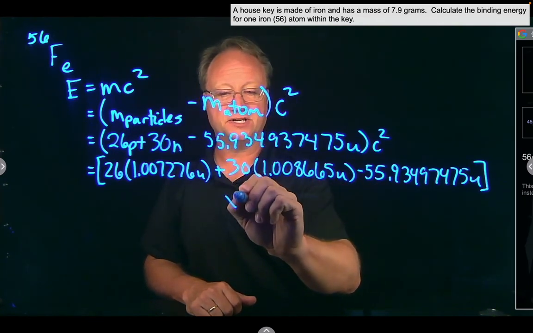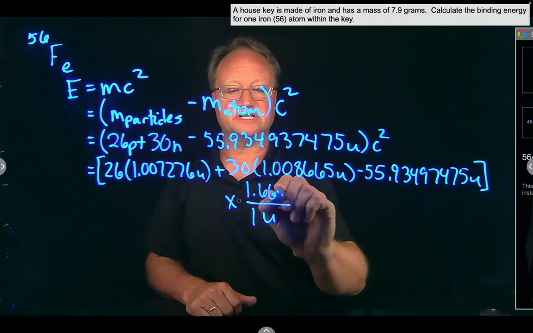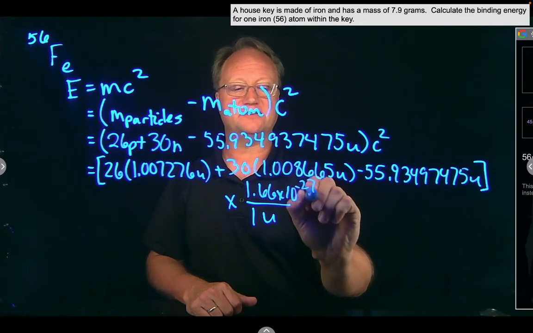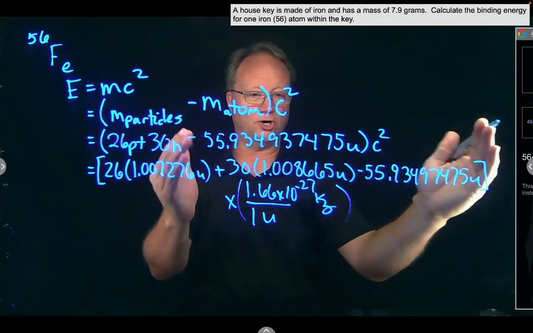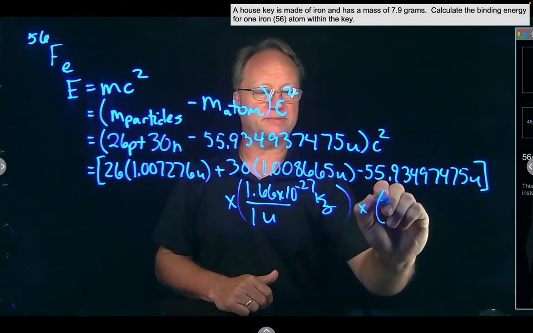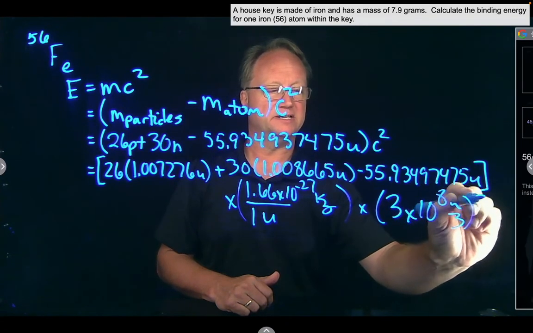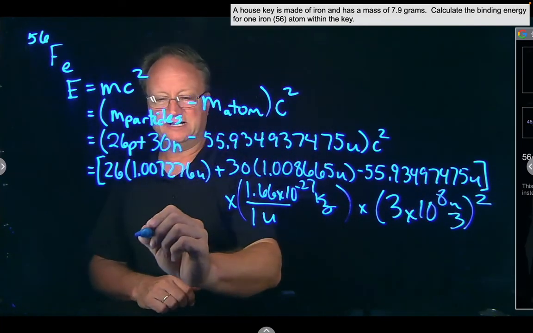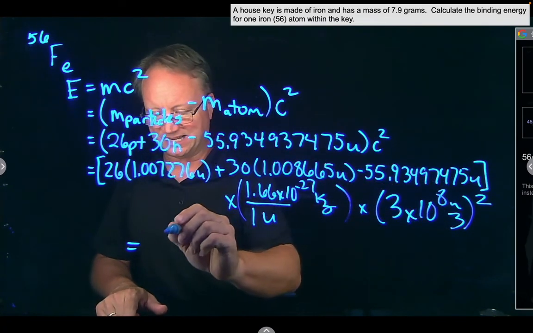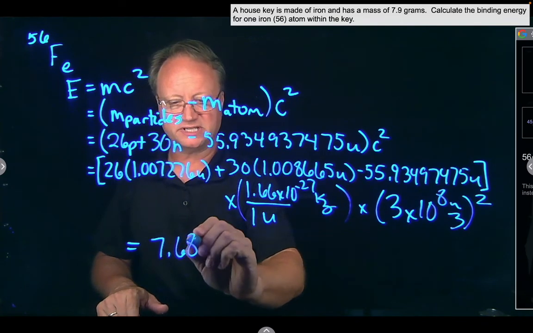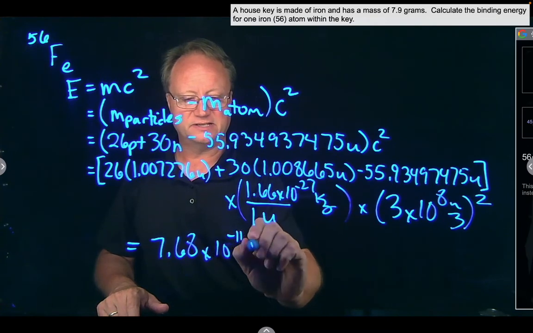So this difference will convert one atomic mass unit is 1.66 times 10 to the negative 27th kilograms, and then all of that is multiplied by the speed of light squared, 3 times 10 to the 8th meters per second, quantity squared. So when you crunch that entire calculation, we're going to get a binding energy of 7.68 times 10 to the negative 11th joules.